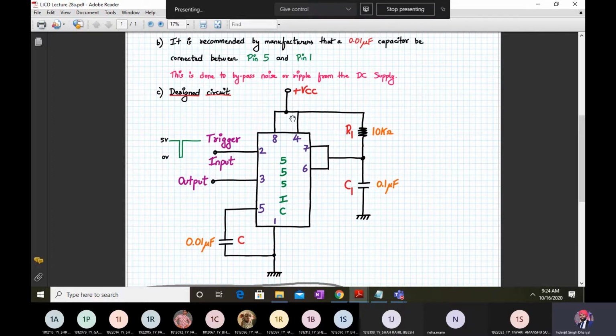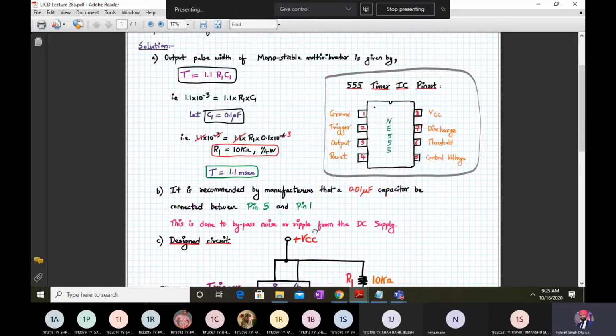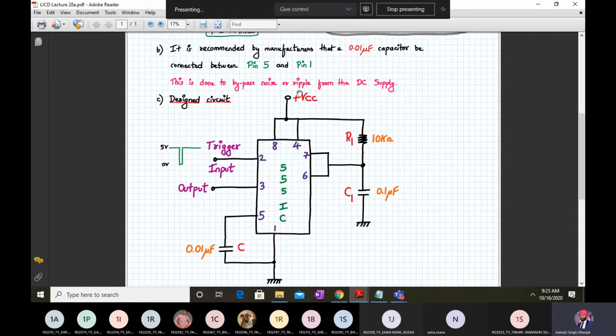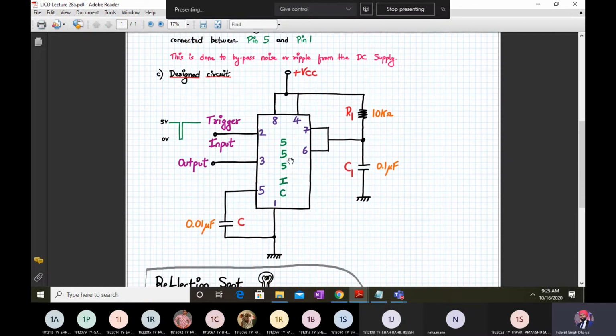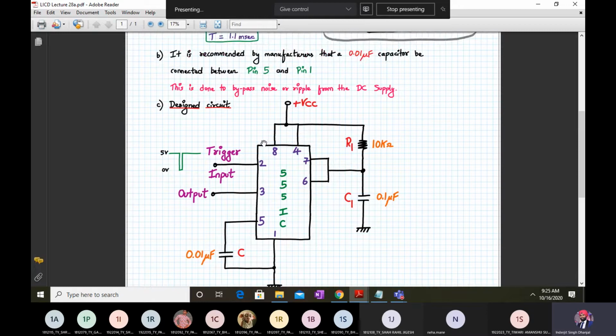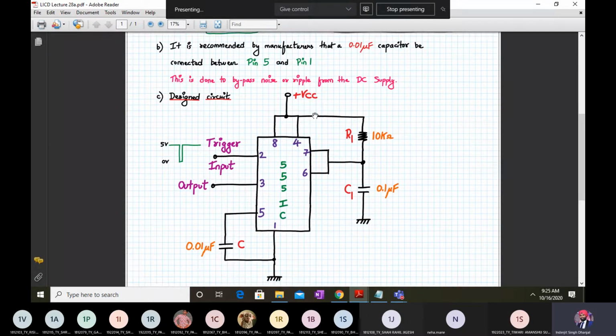Now it is recommended by the manufacturers that a 0.01 microfarad capacitor be connected between pin number 5 and 1. Pin number 1 is your ground and pin number 5 is your control voltage. No pin has to be left unconnected or open. So a 0.01 microfarad capacitor is connected between pin number 5 and 1. This is done to bypass the noise or the ripple from the DC power supply.